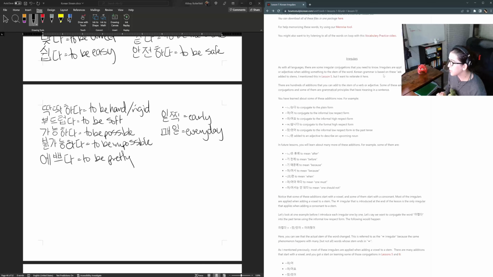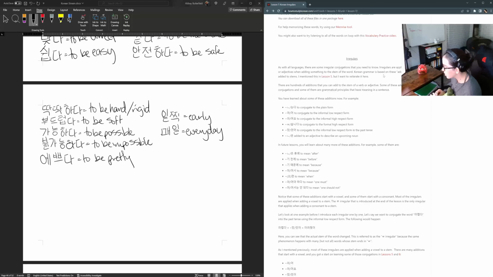Added to an adjective to describe an upcoming noun. And in future lessons, you'll learn about many more. Clearly exciting. So we have to learn after, before, because, another because, when, one must, one should.